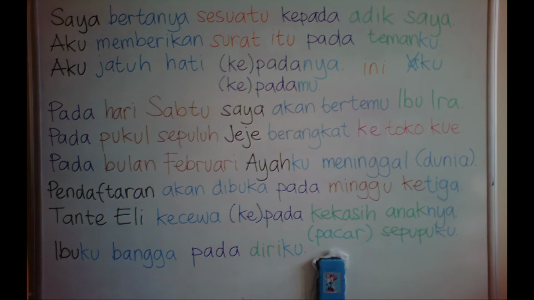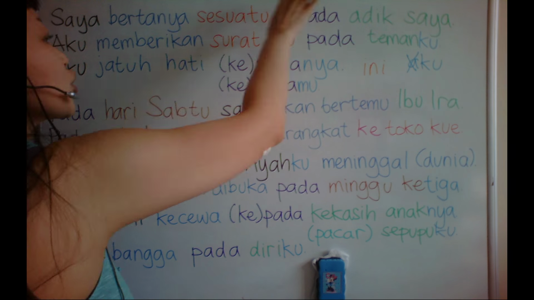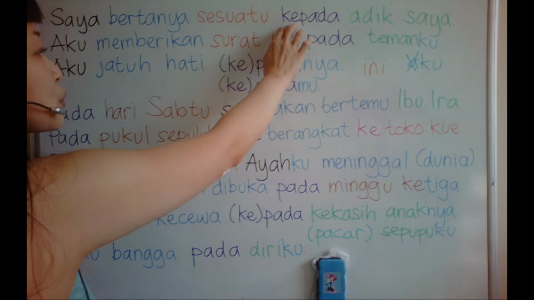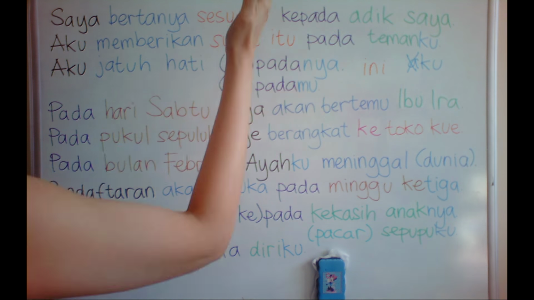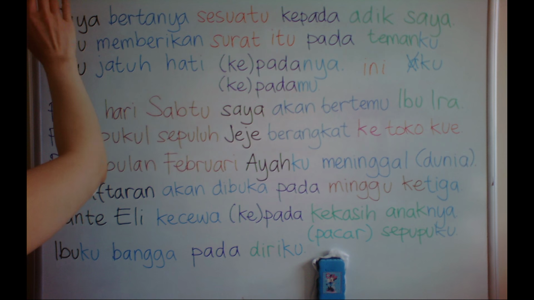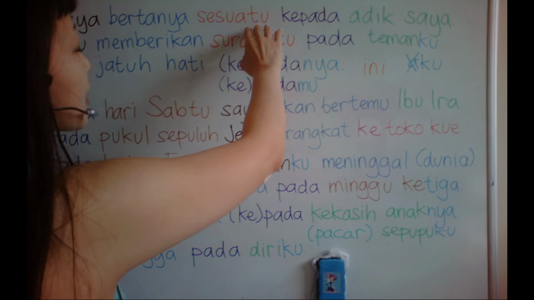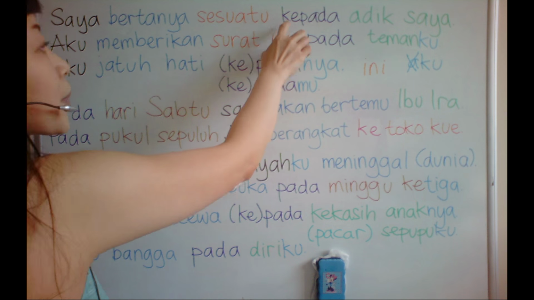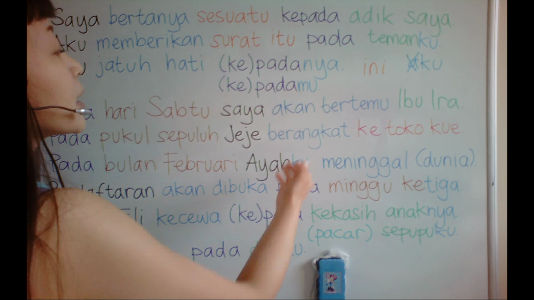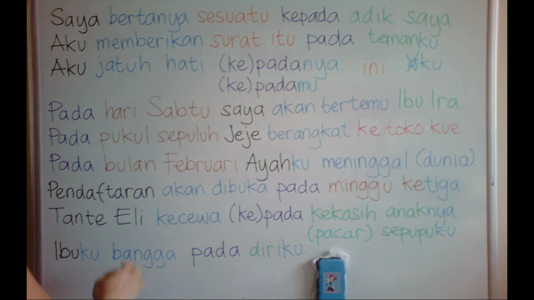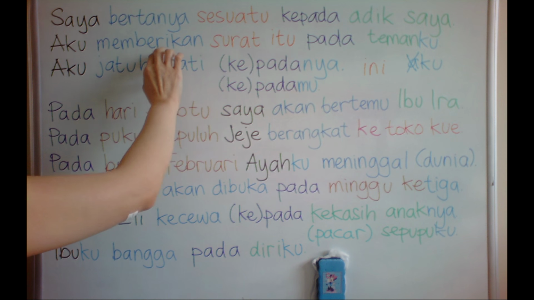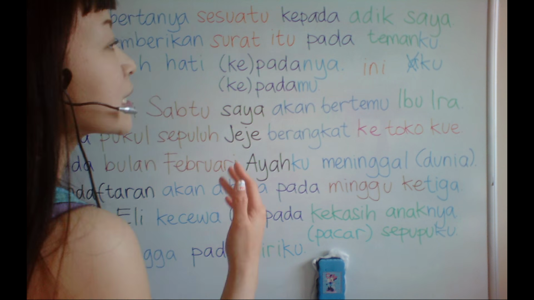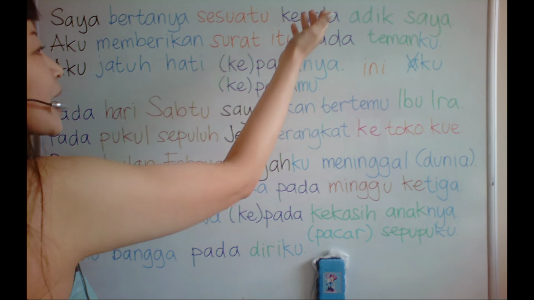And we will focus on these two sentences. Can we replace this one? Let's see. Saya bertanya sesuatu pada adik saya. It can be kepada. It can also be pada. Aku memberikan surat itu kepada temanku. It can be pada, it can be kepada.